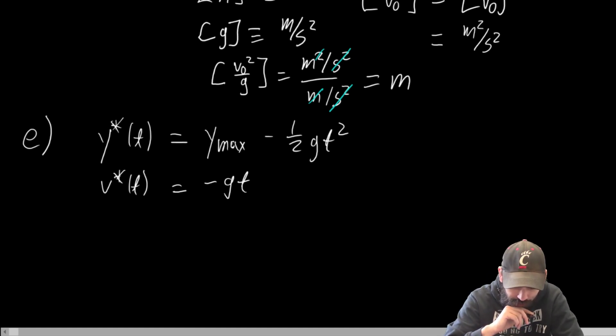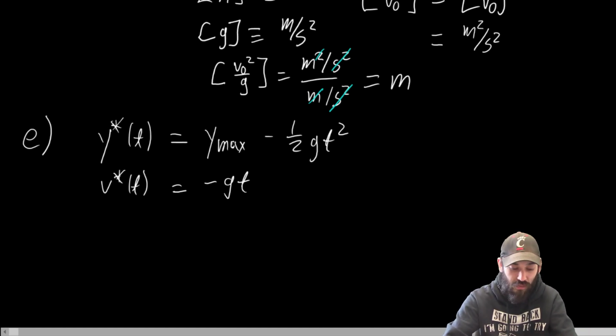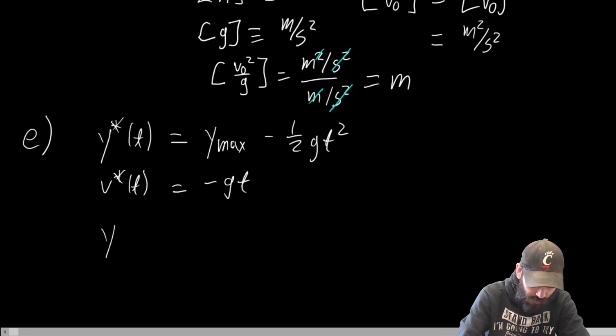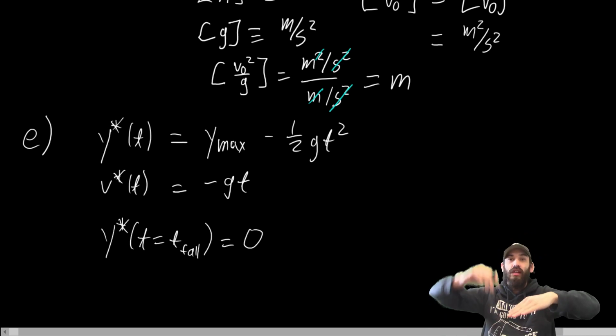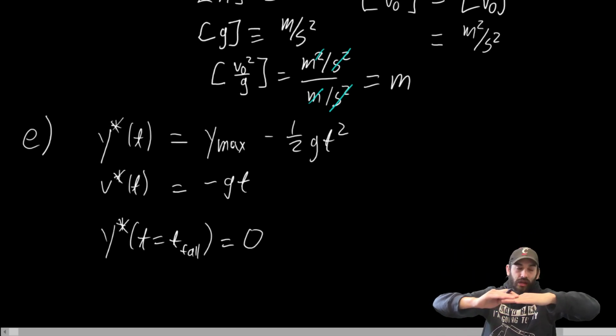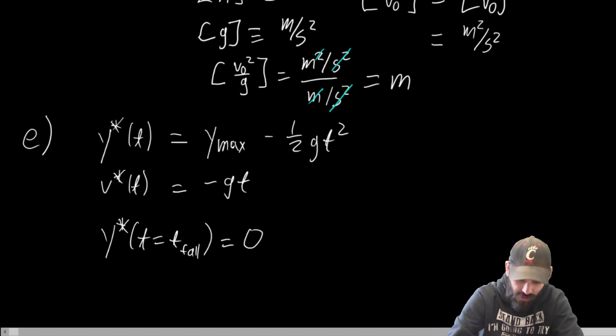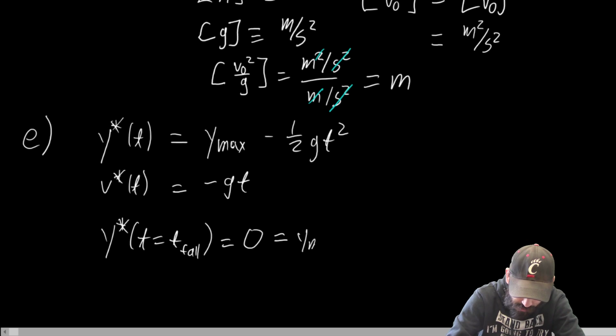All right. So what we were trying to do is find how long it takes to get to the bottom. In order to do that, we can say that the time is the time that it takes for this function, y star of t, to equal t fall, or the amount of time it takes to fall. And this is going to be equal to 0, because it's going to fall from up here, come down here, and its height is going to be 0. So this is going to be equal to y max minus 1/2 g t fall squared.